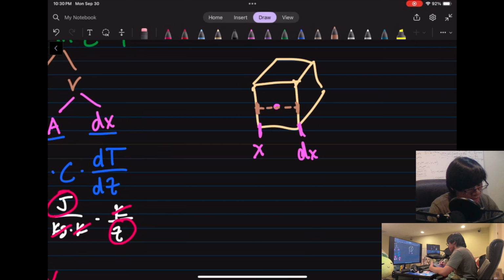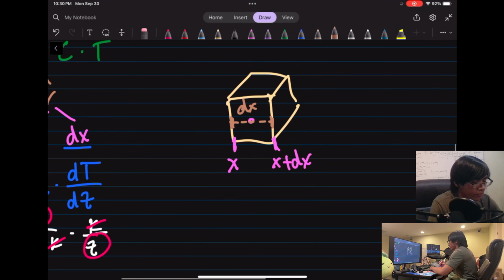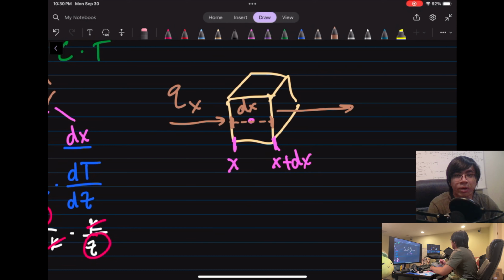This little change here, we're going to denote as dx. If that is dx, then the other position is x plus dx. So we're adding on some very small position change, and that is dx. So we have our heat flow, positive coming in, q of x, and our heat flow coming out, q of x plus dx.